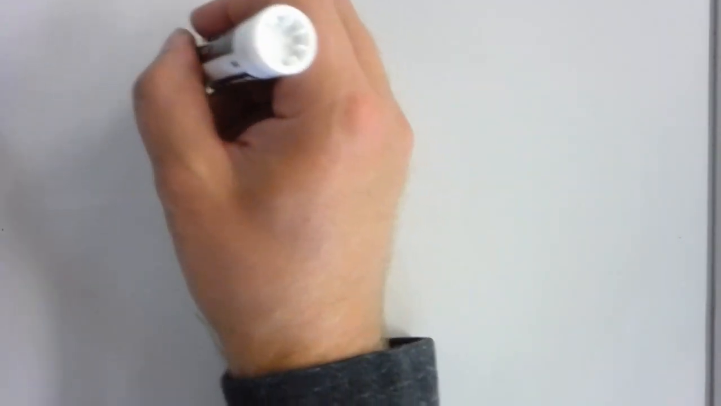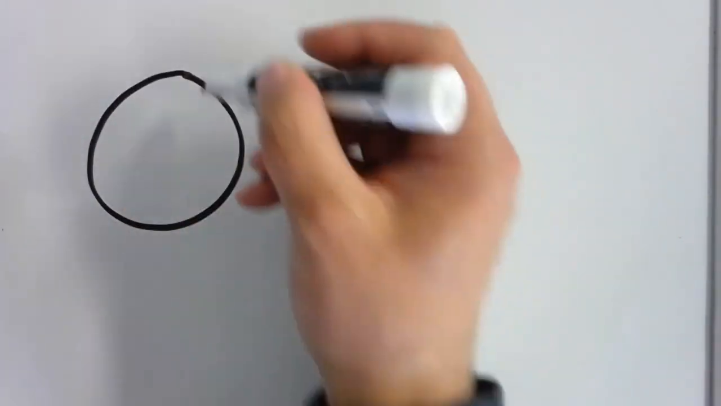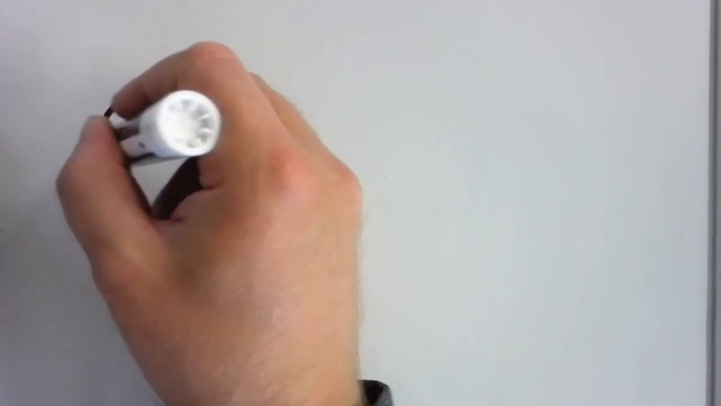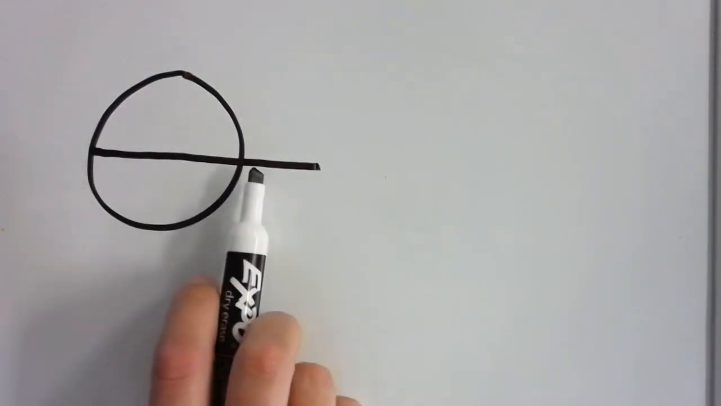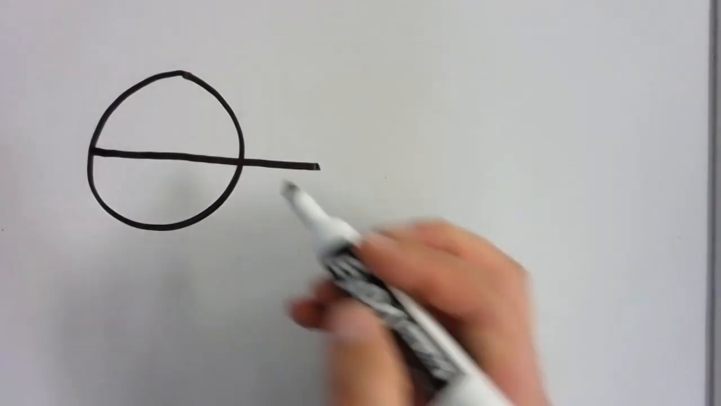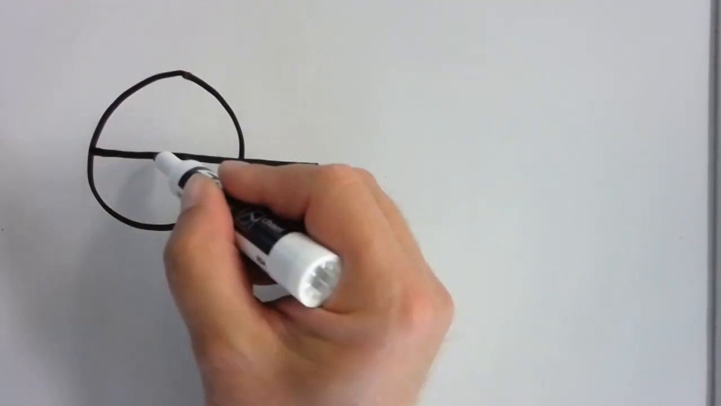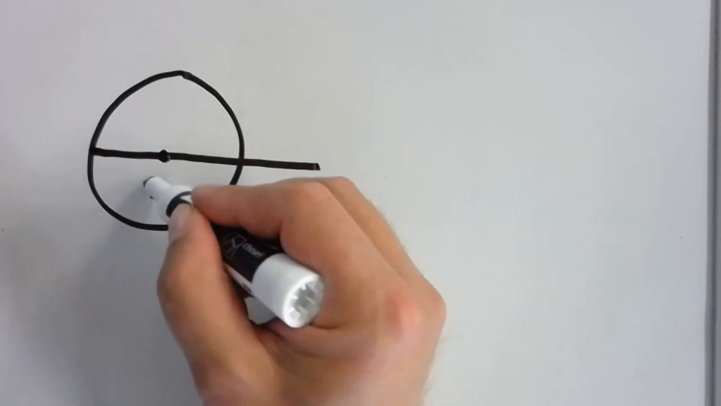All right, so what are we given? We're given a circle. We're given the following secant, a segment that passes through a circle at 2 different points. And the unique thing about this segment is that they're telling us it basically passes through the center of the circle.